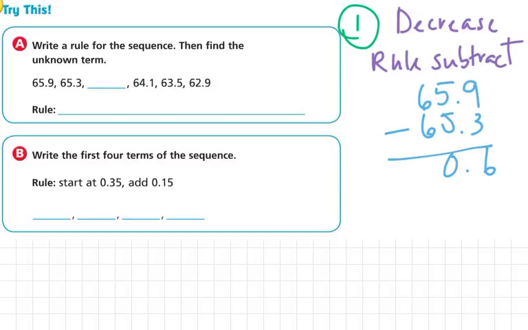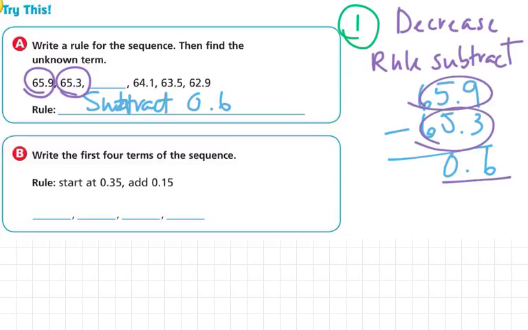So if we take this as our rule, we would say subtract 6/10. Remember, how did I get the rule? I took the first two terms in the sequence and subtracted them and found the difference, and the difference was the rule. So now we know that, boys and girls, we can take the next term in the sequence, which was 65 and 3/10, and subtract the rule from it, which was 6/10, and then we can figure out the next term in the sequence.